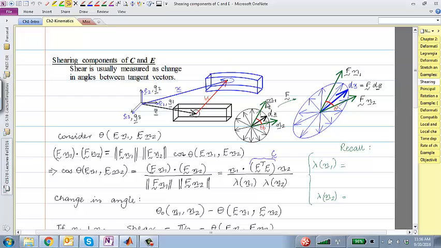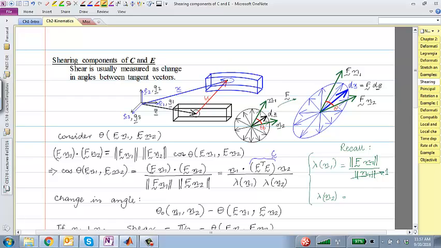If this is n1, it gets stretched to Fn1, and just by the definition of F, the stretch in the n1 direction would be the length of the deformed final vector. The length of the deformed final vector is the magnitude of Fn1 divided by the length of the undeformed vector. Without loss of generality, I can choose the length of the undeformed vector to be 1.